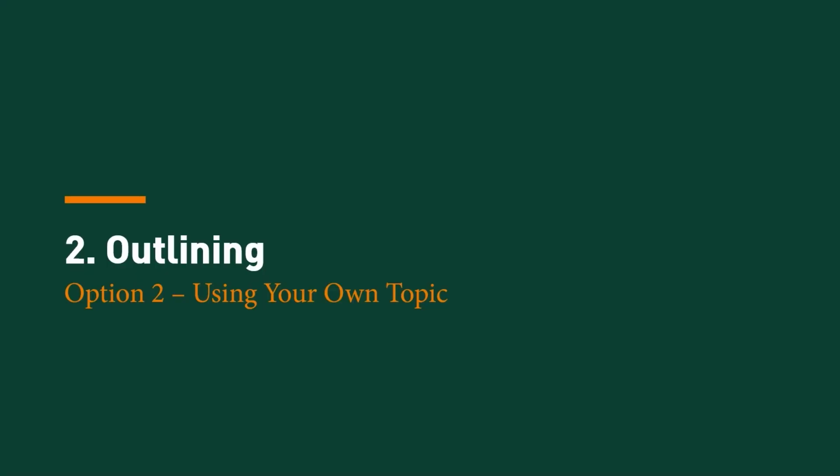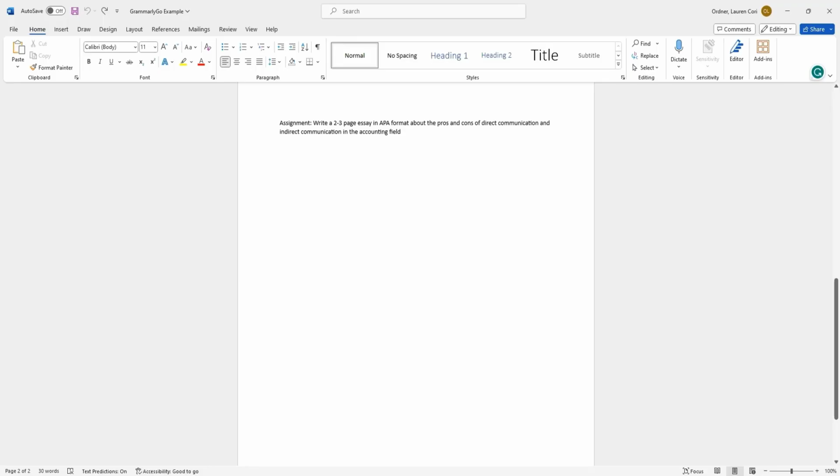The second way to outline with Grammarly is to begin with a topic that you have already come up with yourself. First, you'll want to type out your entire topic into your document. Give as much detail as you can, so if you already have some specific points you want to make, you'll want to include those here.